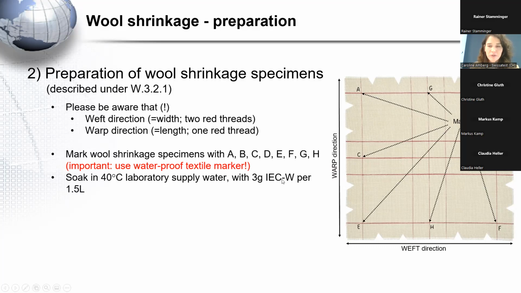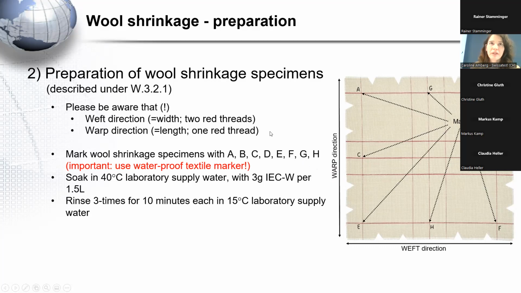Then you have to soak these wool shrinkage specimens in 40-degree warm laboratory supply water with 3 grams of wool detergent per 1.5 liters. So if your tray is a bit bigger and you use more water, you will have to adapt this amount of detergent.